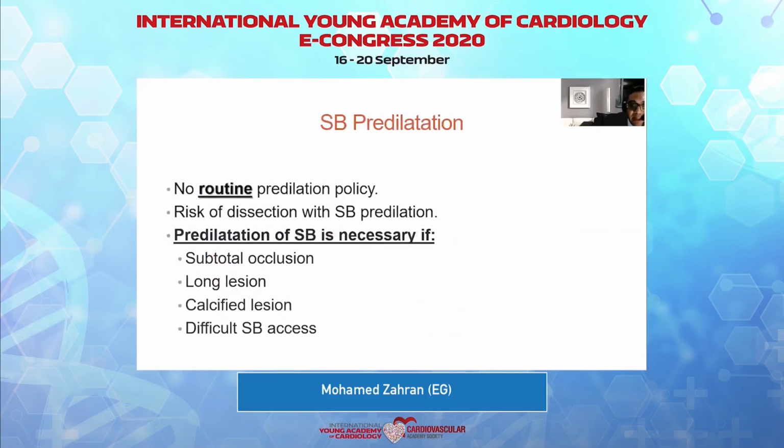Side branch pre-dilatation before putting the stent in provisional stenting is not a routine. So side branch wiring is a wise decision, but routine side branch pre-dilatation, no.